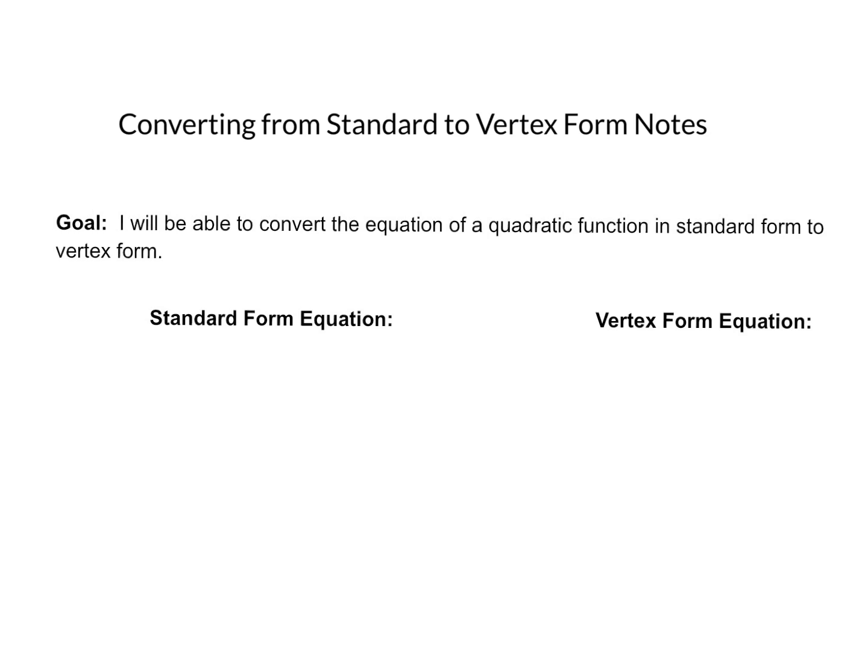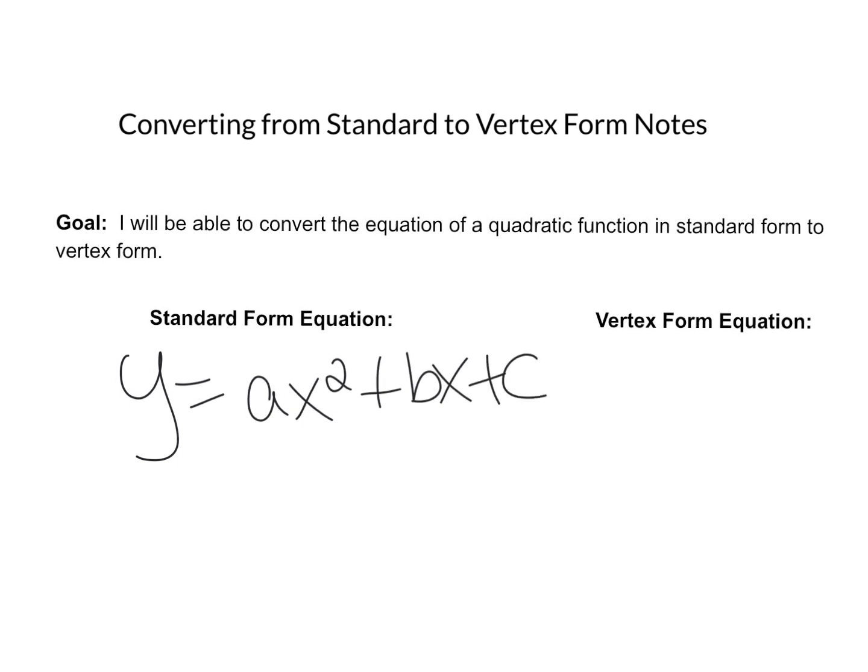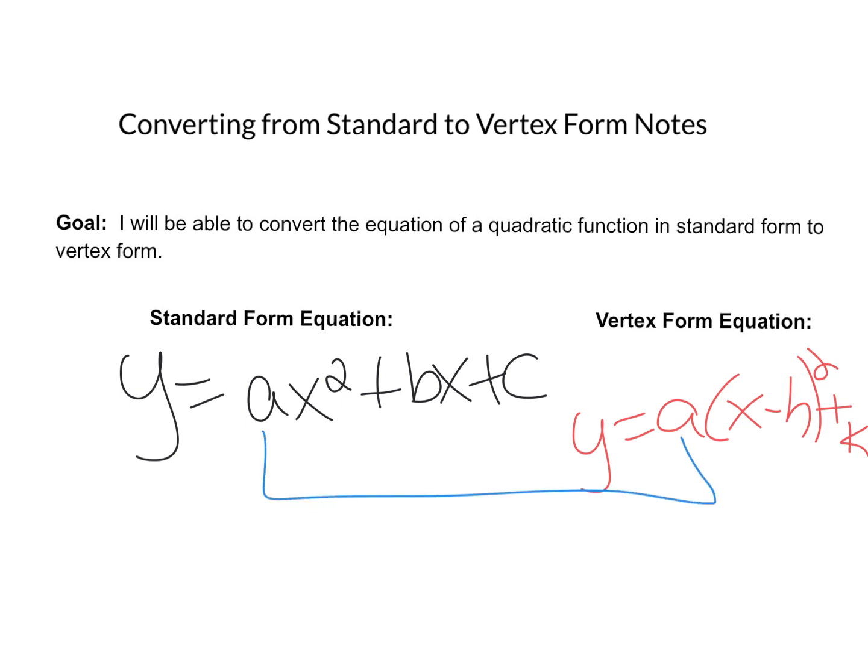As a reminder, standard form is the function y equals ax squared plus bx plus c, and vertex form is the equation y equals a times the quantity of x minus h squared plus k. Notice that both of the equations have the variable a in them. That variable a will be the same value no matter what form we have of our function. So the value of a is the same for both standard form and vertex form.